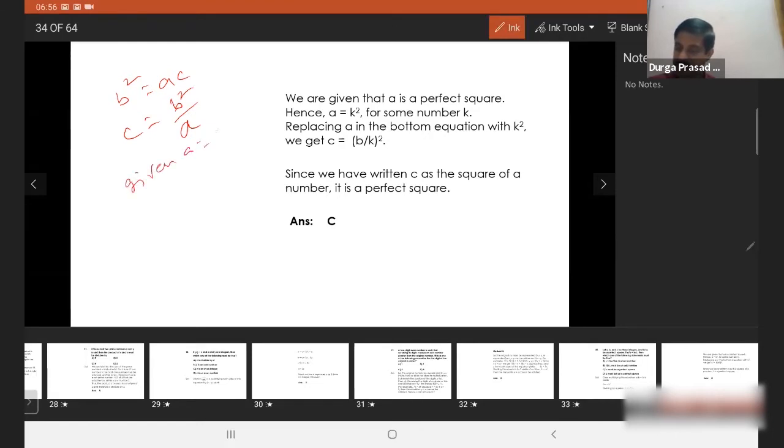A equal to some k square. So that means C equal to B square by k square. So that is B by k whole square. Of course, B is divisible by k, that is a separate thing. So C is a perfect square or not, so that way also you can tell.